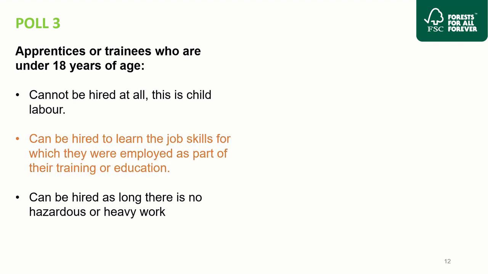The correct answer is apprentices or trainees who are under 18 years of age can be hired to learn the job skills they were employed for as part of their training or education. They cannot carry out hazardous or heavy work except for training as part of their apprenticeship or traineeship within approved national laws or regulations.